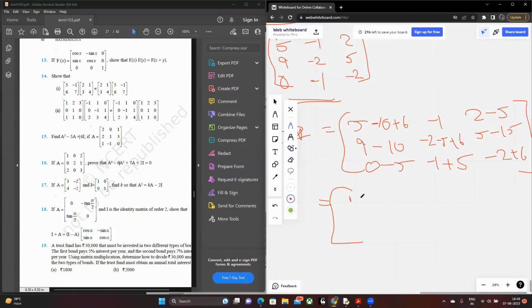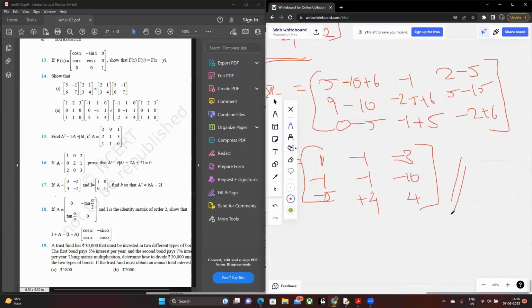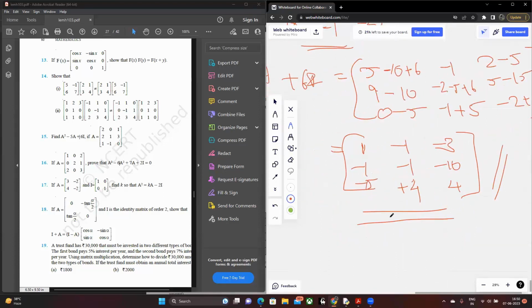Which is basically, this is 5 plus 6, 11 minus 10, 1. This is 1. This is minus 1. This is minus 3. This is minus 1. This is again minus 1. And this is minus 10. This is minus 5. This is plus 4. And this is again plus 4. So your answer is [1, minus 1, minus 3; minus 1, minus 1, minus 10; minus 5, 4, 4]. This is your answer.